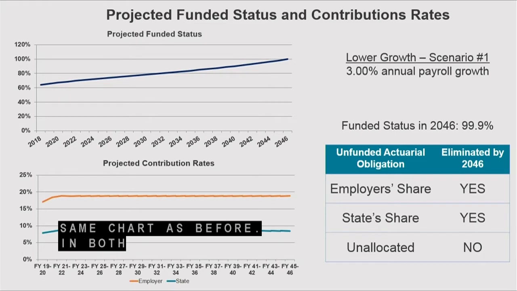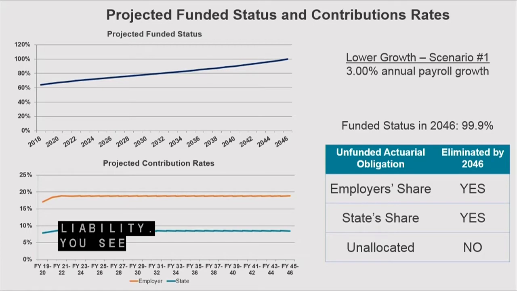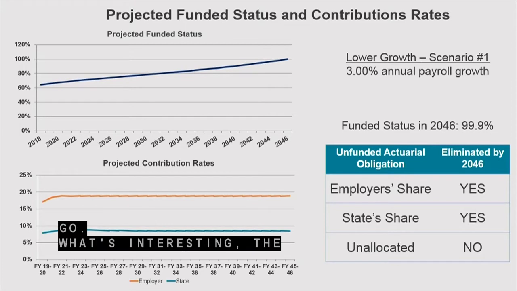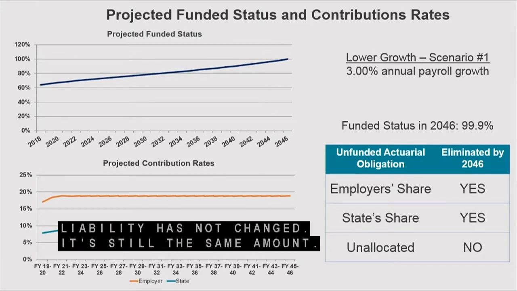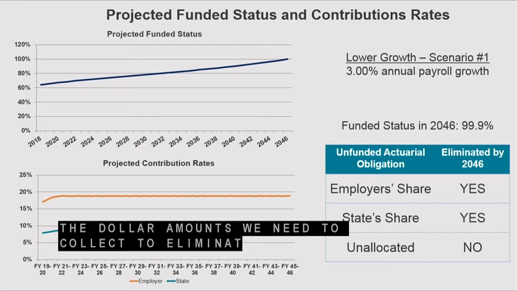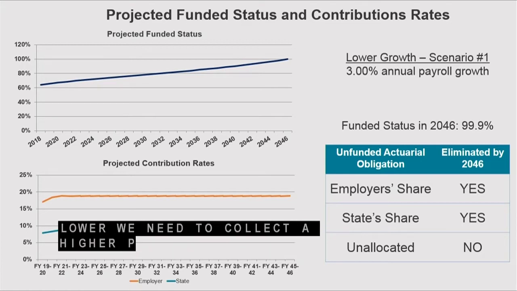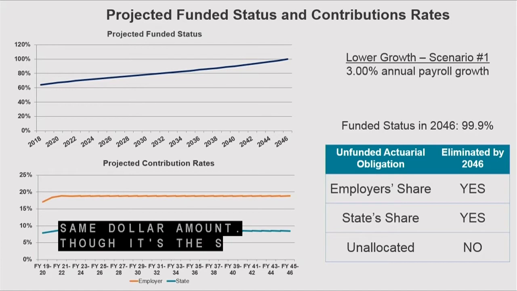But what you start to see is both the blue and the orange line go up. Now, what's interesting here, and I want you to be fully aware, is that the unfunded liability has not changed. It's still the same amount. The dollar amounts we need to collect to eliminate it are still the same. They have not increased. But if the payroll is lower, we're going to need to collect a higher percentage just to get the same dollar amount. So even though it will be the same dollar amount for all of the districts to pay, it will be a higher percentage of payroll.